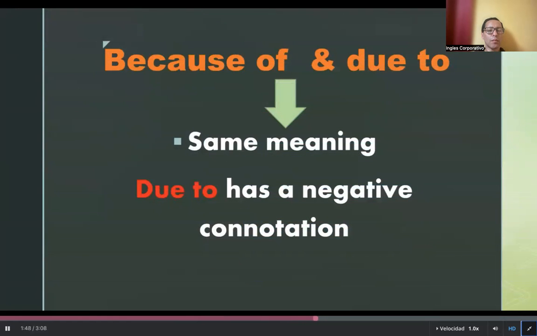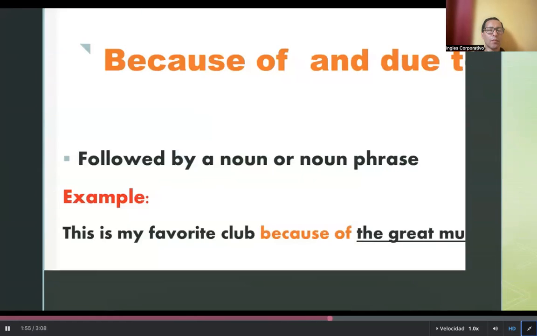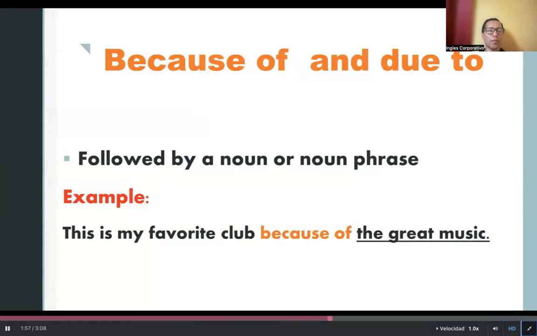Because of and due to. They mean the same, although due to often has a negative connotation. Because of and due to are followed by a noun or a noun phrase. This is my favorite club because of the great music.